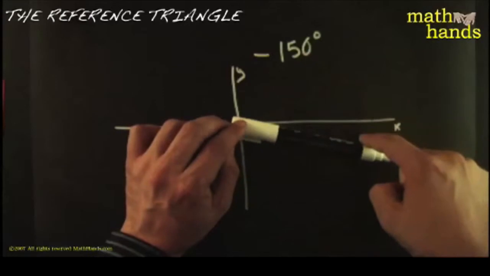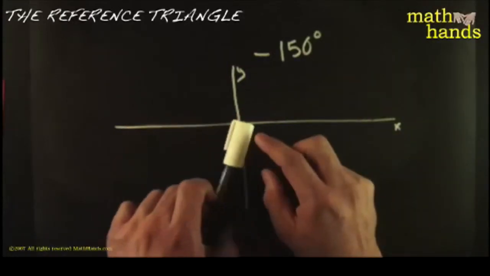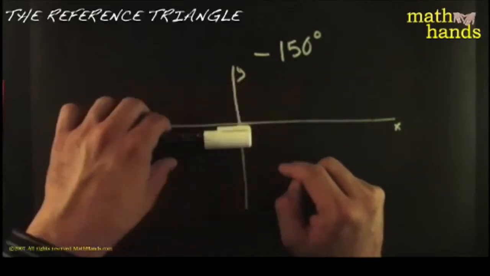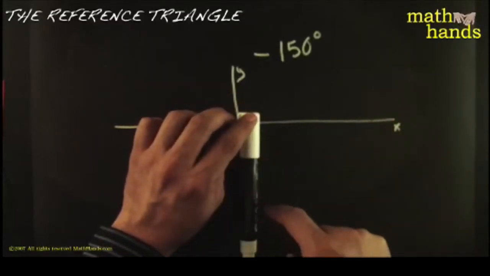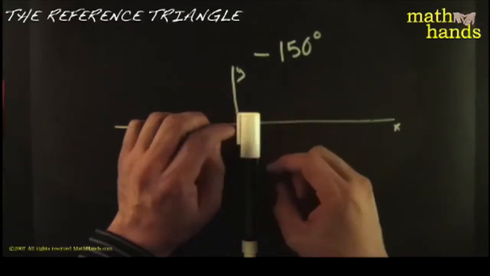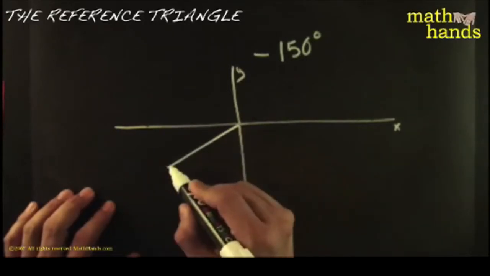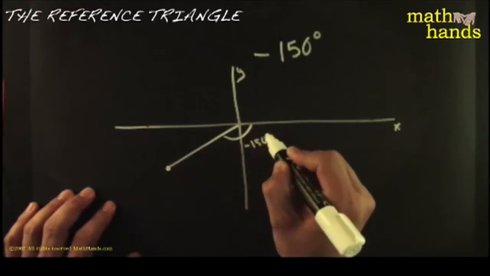So you go, that's 90 degrees. You got to go some more. That's 180. Whoops, that's too much. We don't want to go 180. We only want to go 150. Let's start over. 90 degrees. How much more have you got to go? 60 degrees. So it's right around here. This is a total of negative 150 degrees.